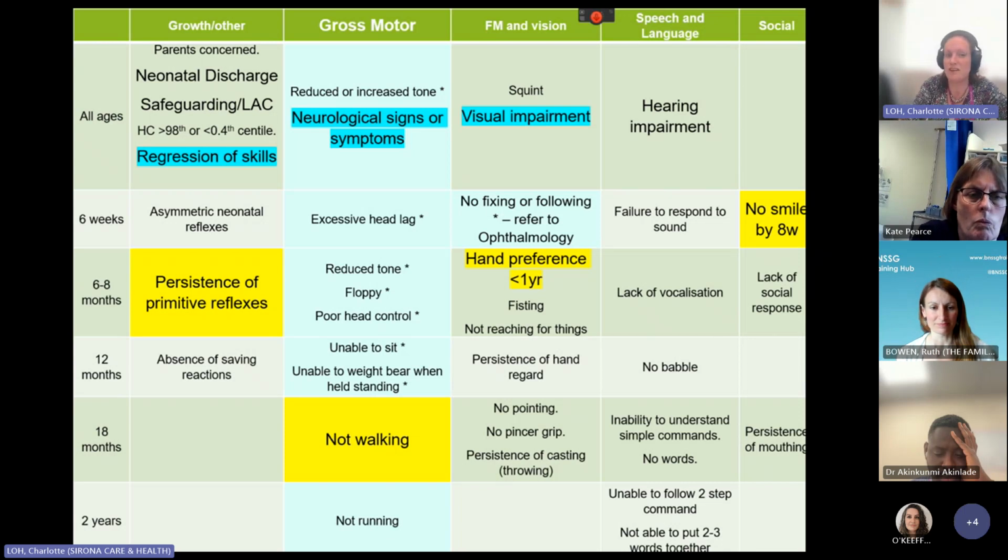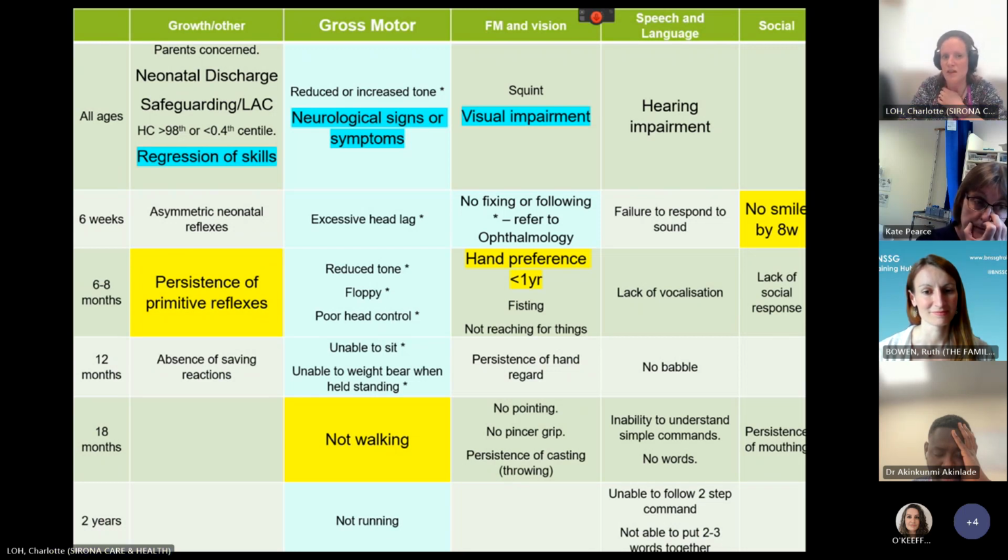So I think we've gone through those. Regression of skills. Just if there's any regression, they need to be seen urgently. But then I've just included all the other ones, so you've got that for your information. But I appreciate that's probably quite hard to remember all these things. So try and focus on the key red flags, which I think has pretty much encompassed it all.